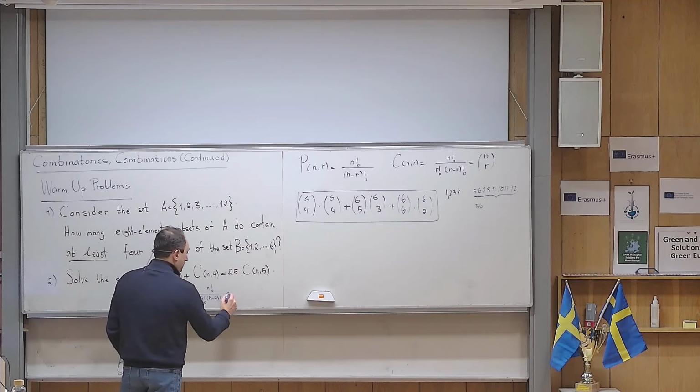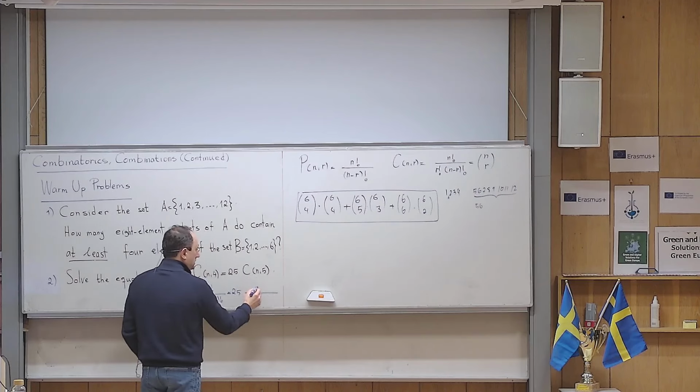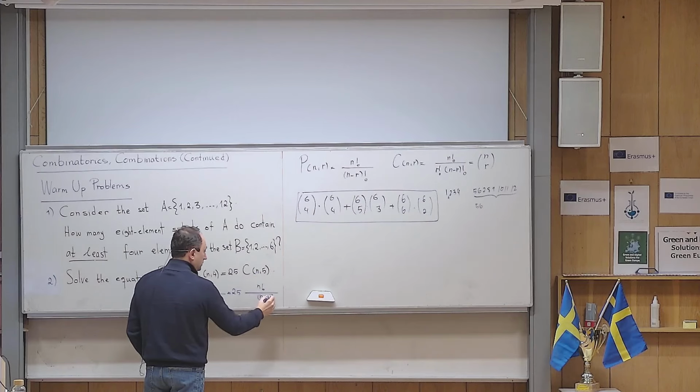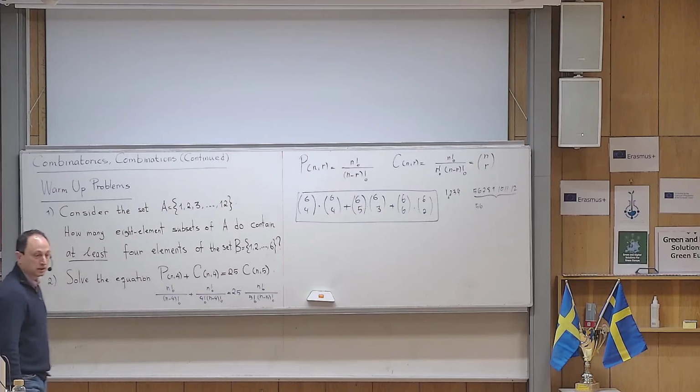On the right-hand side, I have 25, and then I have to write something for this. So it is the n factorial in the numerator, the difference between them factorial in the denominator. Because it's a combination, I also have an extra factor of 5 factorial there. Okay, so that's it. I have to find a way to solve this problem.